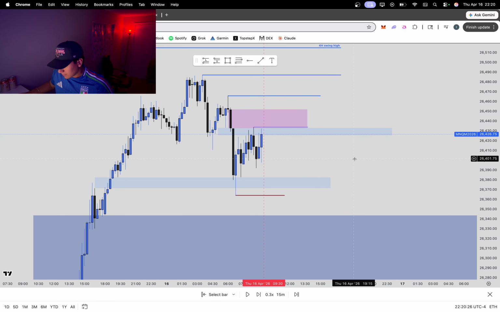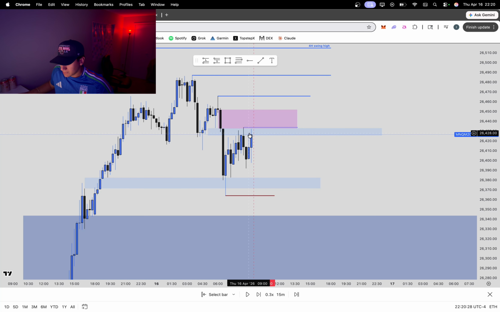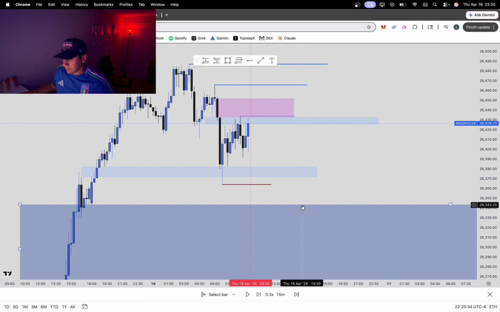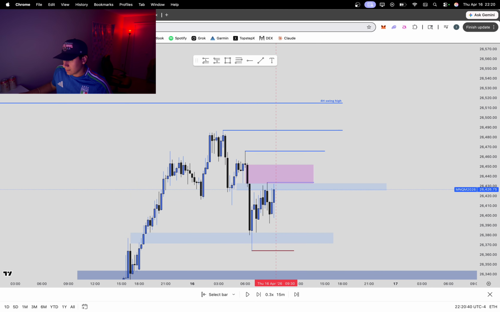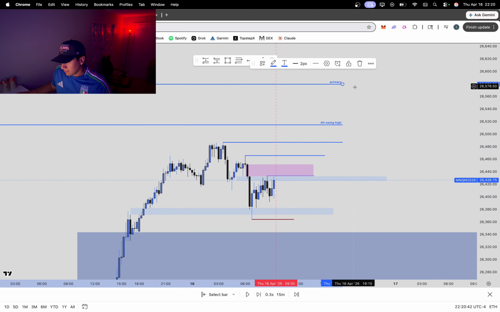but overall what I want to see is a sweep high, come down lower, sweep this London low, hit the 4-hour buy side, catch support, and then take longs all the way up to the primary buy side, which is the daily swing high.